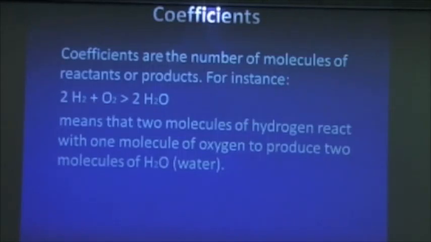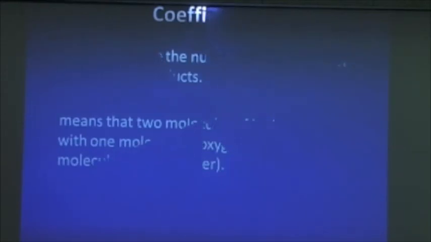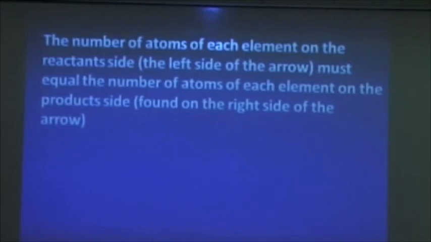Coefficients. Coefficients are the numbers of molecules of reactants or products. For instance, this equation means that two molecules of hydrogen react with one molecule of oxygen and produce two molecules of H2O, water. The number of atoms of each element on the reactant side, the left side of the arrow, must equal the number of atoms of each element on the product side, found on the right side of the arrow.